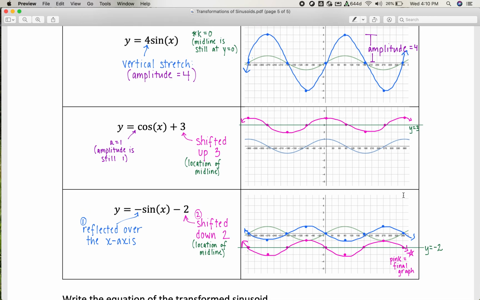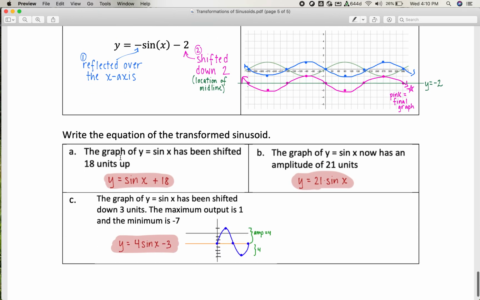Let's just do a couple more problems where we try to go backward. If I were to give you some information about the graph, would you be able to piece the equation together? So let's give that a try here. Let's suppose I tell you that the graph of y equals sine of x has been shifted 18 units up. Well, that would mean that you could write the equation. There's our parent function, y equals sine of x. I'm just going to put a plus 18 at the end, and now I have the new equation.